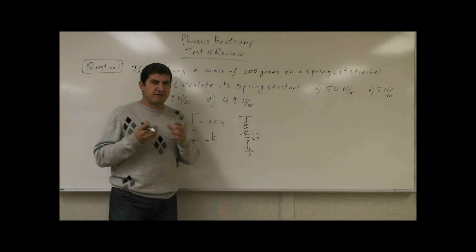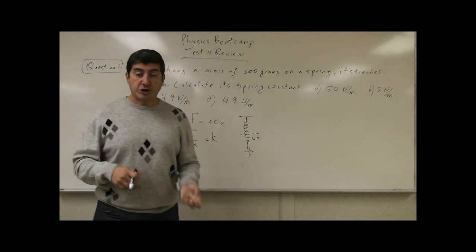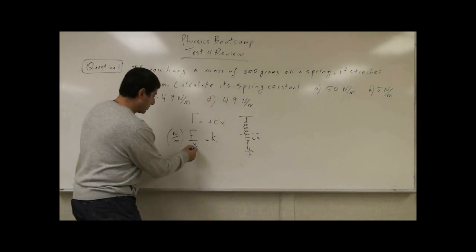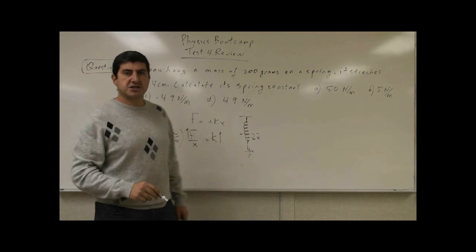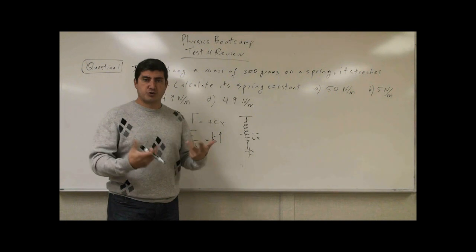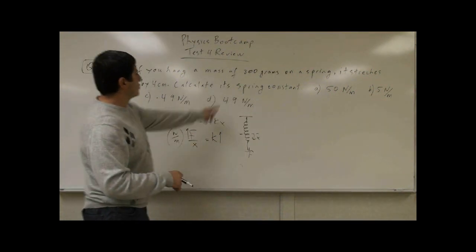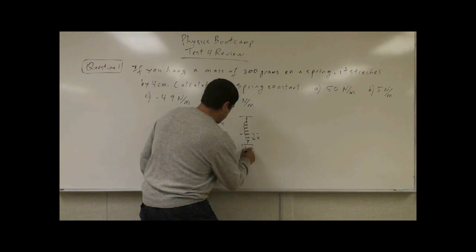If a spring is very stiff, it's going to require a lot of force to stretch it by a certain amount. That means the spring constant is going to be large. So the larger the spring constant, the stiffer the spring is. In this case, we're hanging 200 grams. So what is the force?